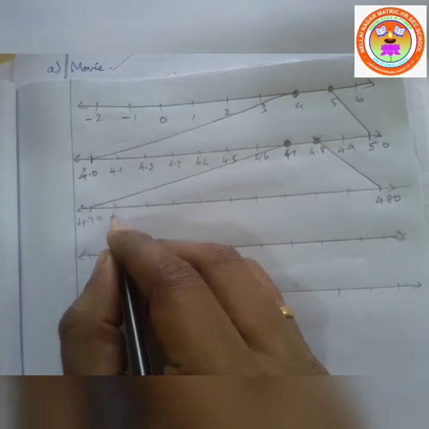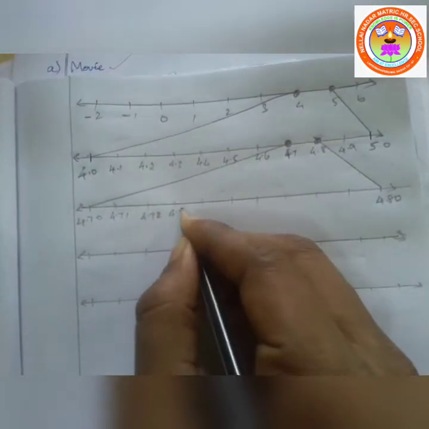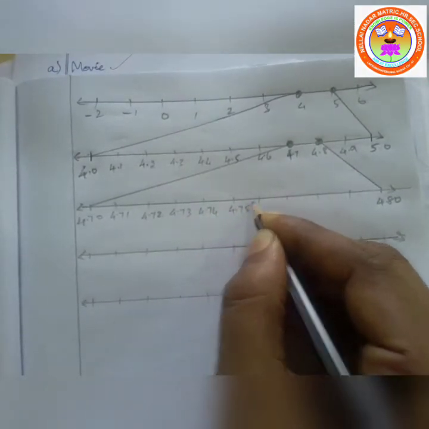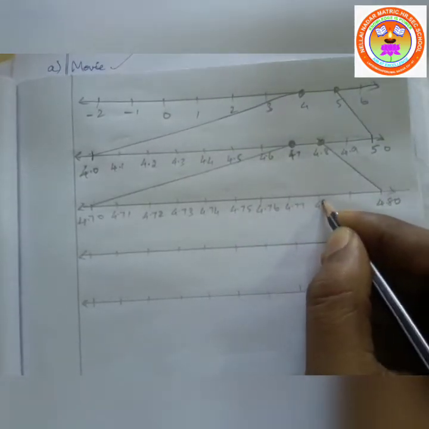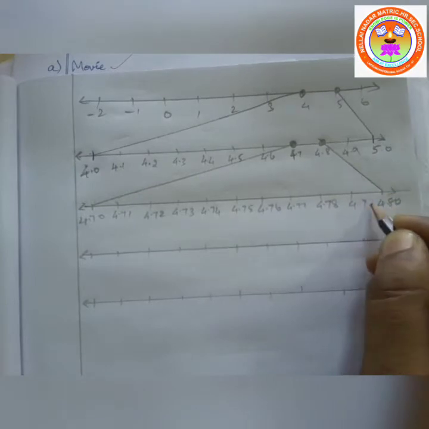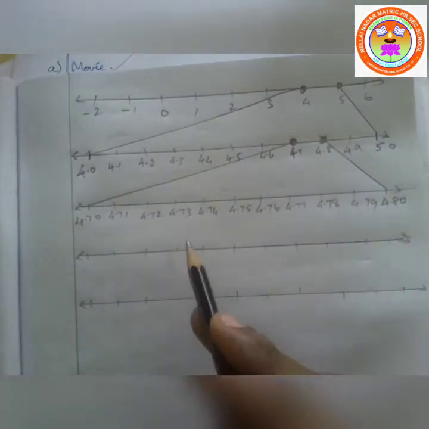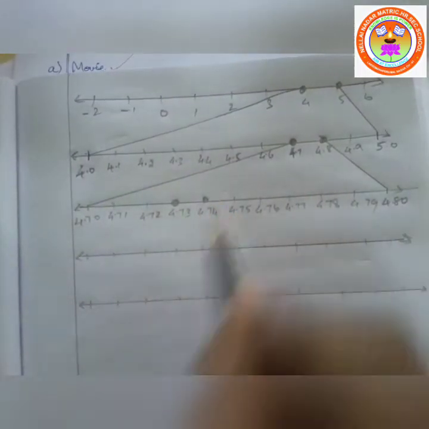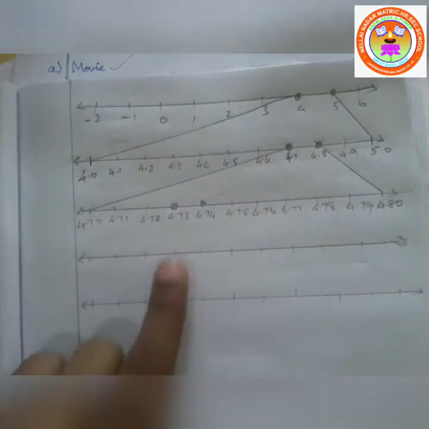So the next numbers are 4.71, 4.72, 4.73, 4.74, 4.75, 4.76, 4.77, 4.78, 4.79. So now tell me where 4.7373 lies. Yeah, it's good. It lies between 4.73 and 4.74. Sorry, 73 and 74. You have to expand that number.